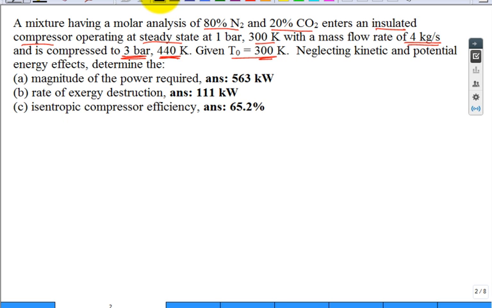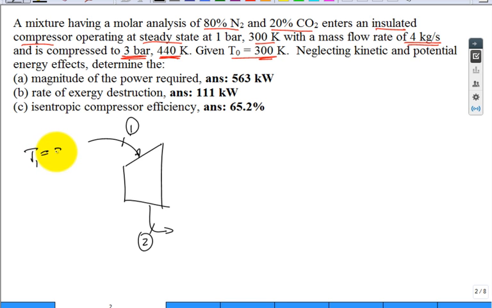What I'm going to do is continue to use other pages because I can't fit it all on one page. But I'd like you to set up an illustration of the compressor, inlet stream 1, exit 2, and then just tabulate the information. Oh, the temperature at 1 is known. That's 300 Kelvin. And the temperature at exit is given to be 440 Kelvin. The pressure 1 is 1 bar. And the pressure 2 is 3 bar.